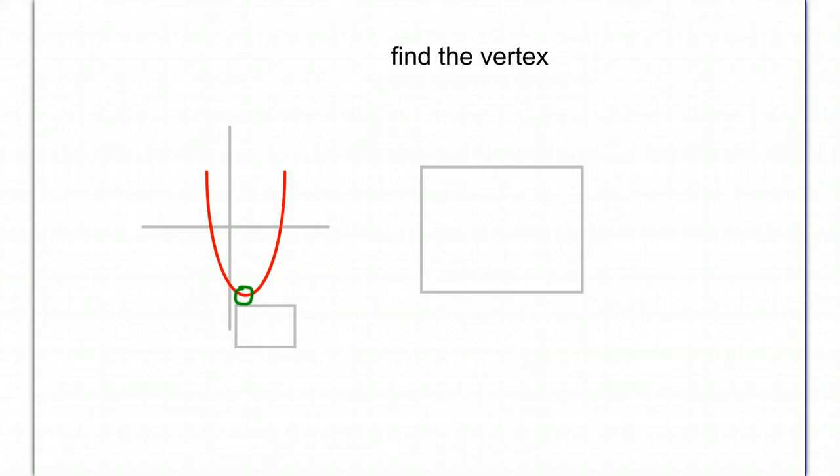In addition, the vertex is a point. So when we want to identify what the vertex is, we are looking for an xy coordinate, a point on this graph.